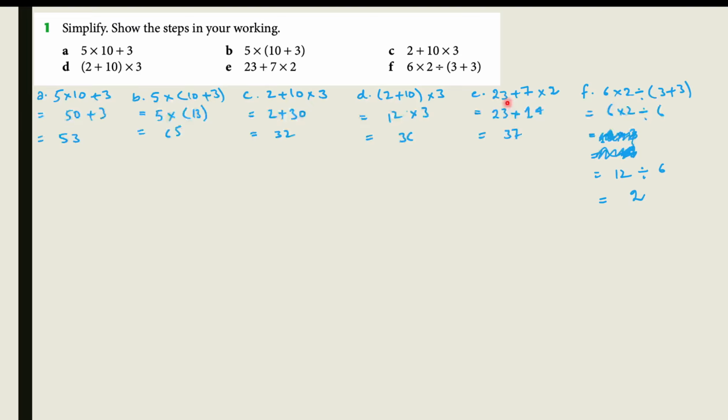23 plus 7 multiplied by 2. No brackets, therefore multiplication comes first. 7 multiplied by 2 is equal to 14, and then 23 plus 14 is equal to 37. F part, we have brackets and multiplication. So we do the brackets first, then the multiplication. So 3 plus 3 is equal to 6. Now we have multiplication and division, so we go from left to right. First comes the multiplication. 6 multiplied by 2 is equal to 12. 12 divided by 6 is equal to 2.